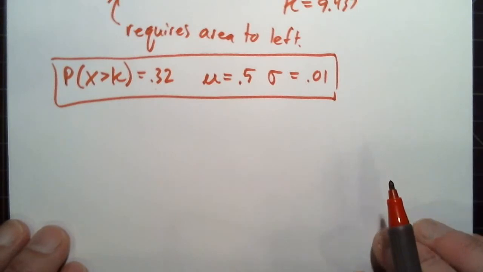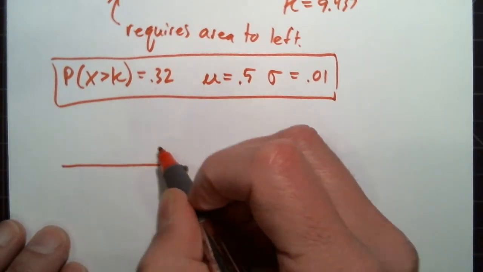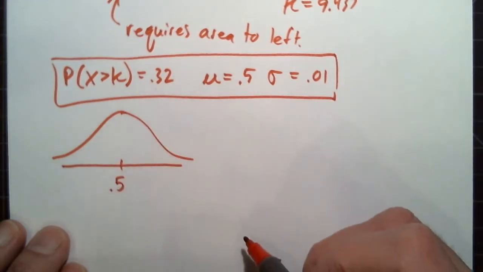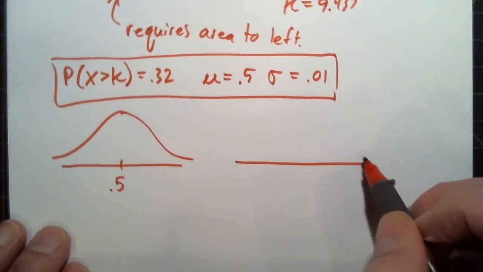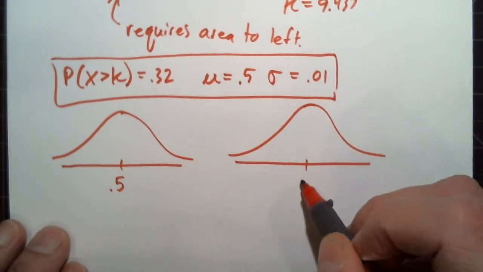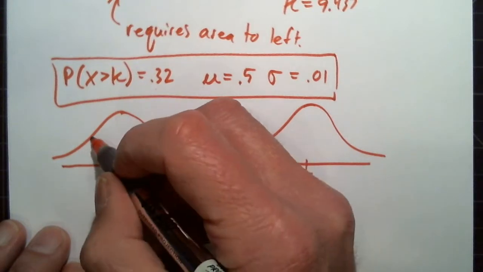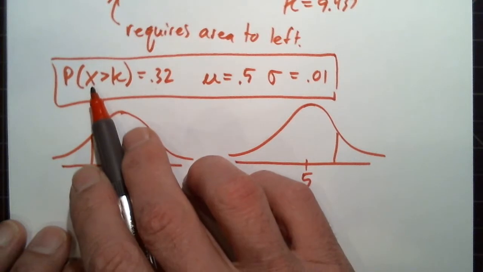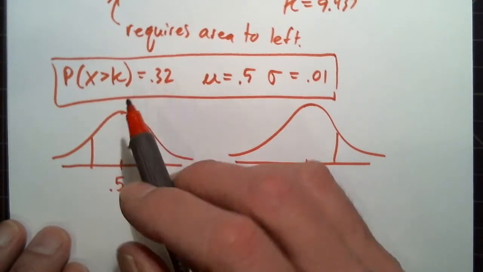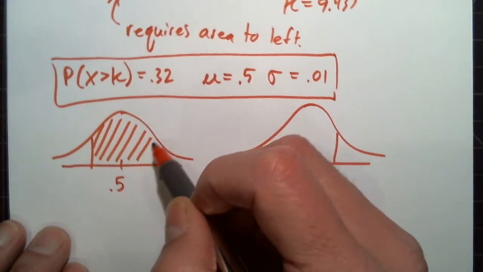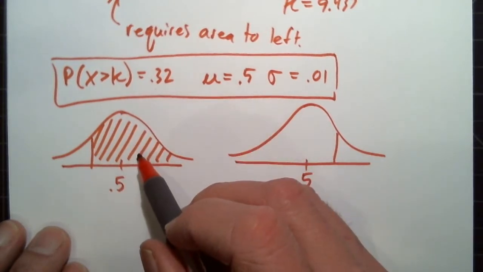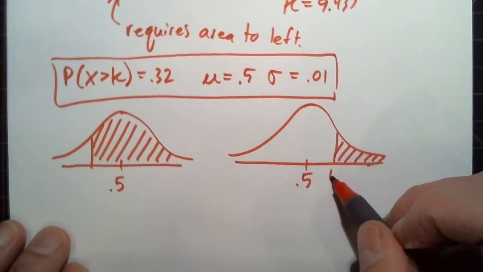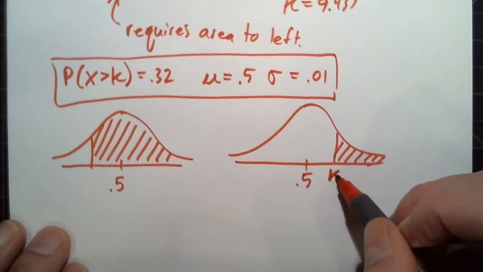Pause the video and try this one. So, is k on the left or is k on the right? We know that we're shading to the right, and it's 0.32. So if I'm shading to the right, that doesn't look like 0.32. It's bigger than 0.5. And here, this could be 0.32. So we know that k is going to be over here.